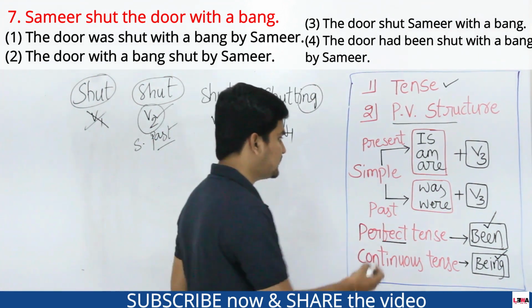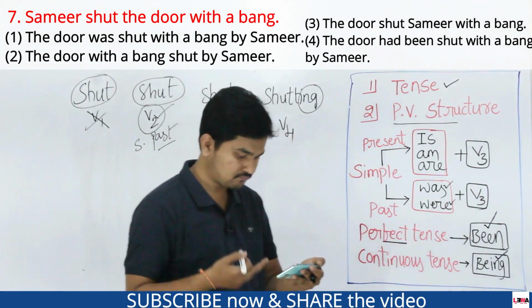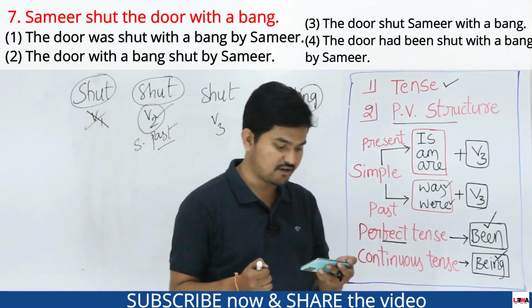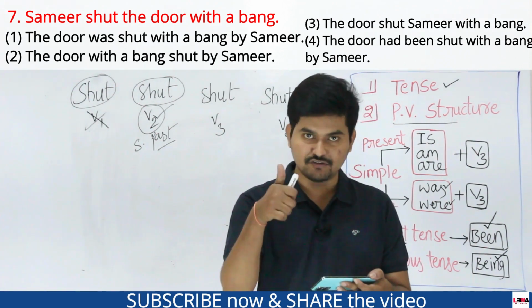వెంటనే మన టెక్నిక్ అప్లై చేయండి. సింపుల్ పాస్ట్ లో ఉంటే was or were plus V3 కావాలి. Among the options, was or were plus shut కనిపించాలి. ఓకేనా? ఆప్షన్ 1 లో ఉందా? ఉంది. The door was shut with a bang by Samir, which is good, correct.